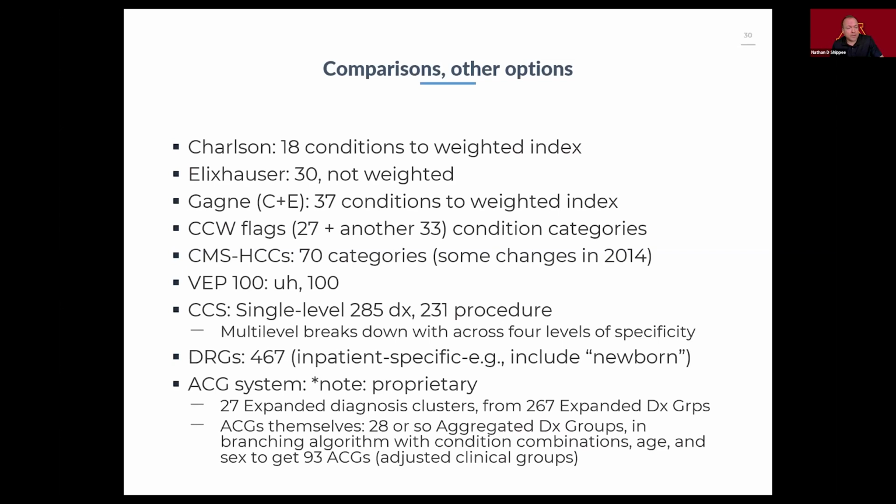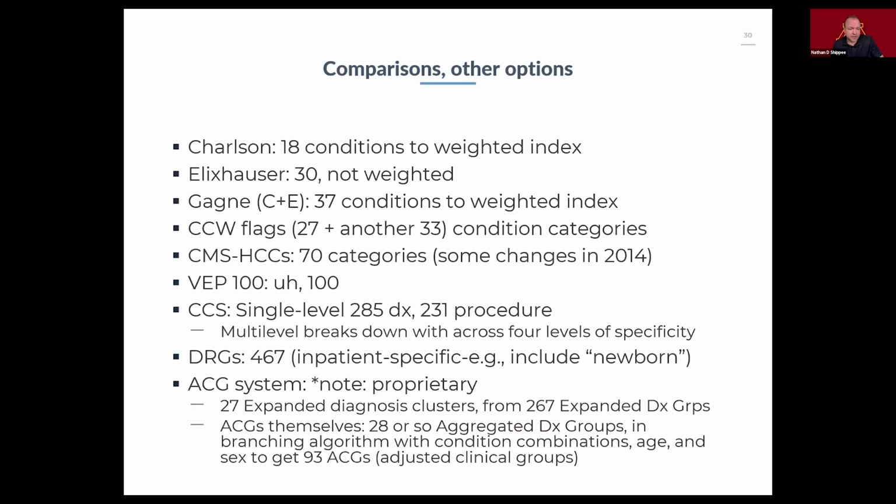We have the clinical classification software that I mentioned from HCUP. The single level, as I mentioned, is a smaller number of things where they have 285 diagnosis based and then 231 procedure based. The multi-level breaks down with even more levels of specificity in that. So it can get pretty big and complex, but that may be the complexity you need.